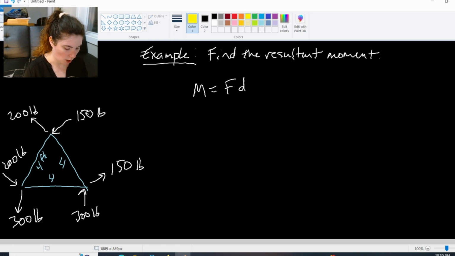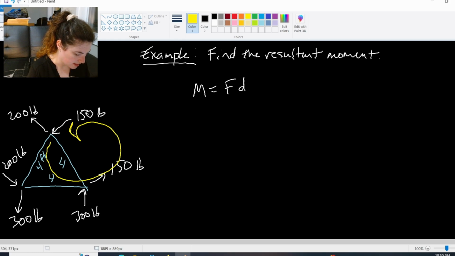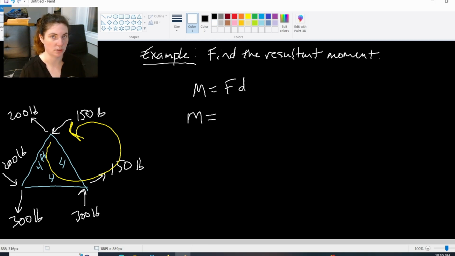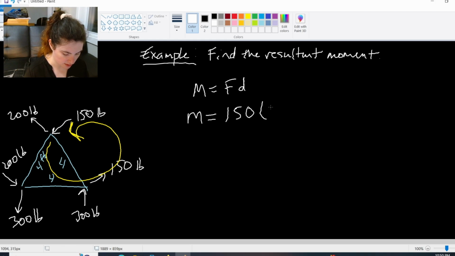So if I look at my 150 pound one, my direction of rotation just follows the arrows, right? So it goes in this motion, in a counterclockwise motion, if I'm just following the circles that the arrows make. So here I have my moment. Counterclockwise is positive. We usually assume counterclockwise is positive. My moment will be 150 times the 4-foot distance between the two forces, right? So my 150 times 4.